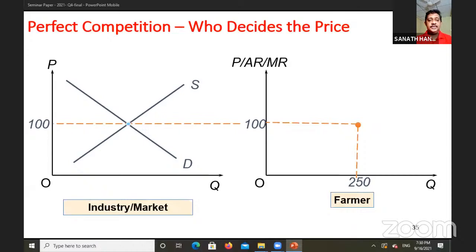Now this seller, this farmer, says my price is 110.